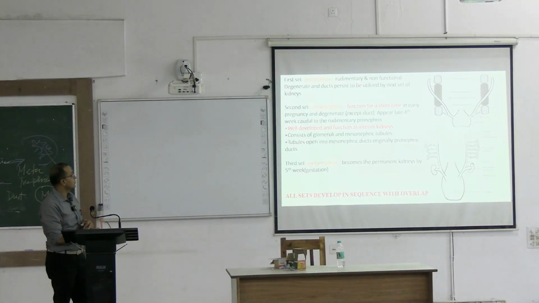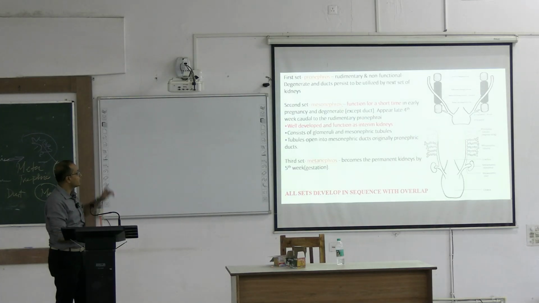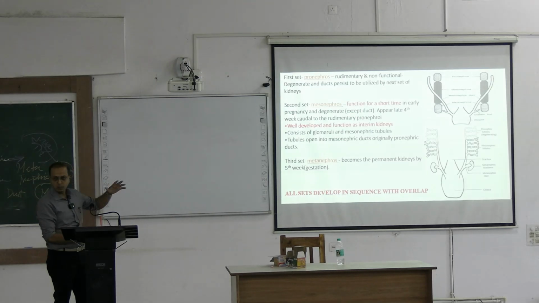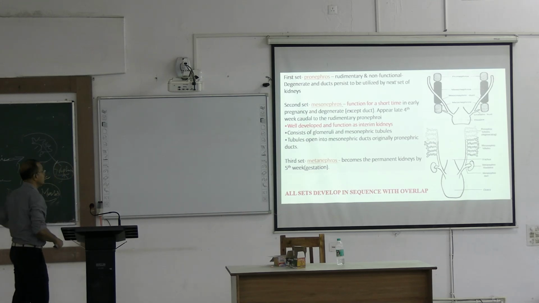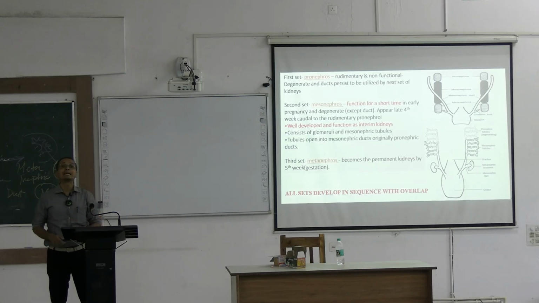So we have this first set of kidney, pronephros, rudimentary, doesn't work, but the duct persists, used by the next set of the kidney. Second one, mesonephros, functions for short time. Starts working on the 4th week, ends by 9th week, appears and then it functions and then is taken away. Now this mesonephric duct remains there, but it is not used by the kidneys. Now who is using this mesonephric duct?